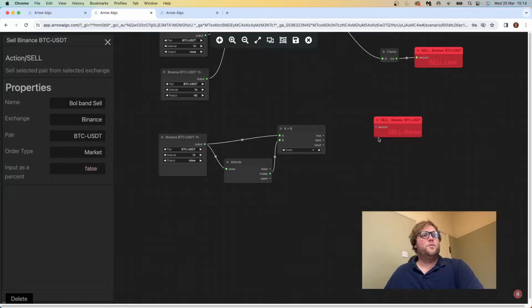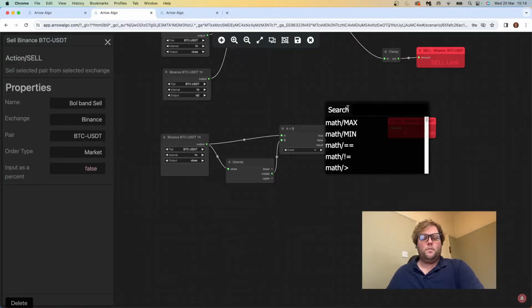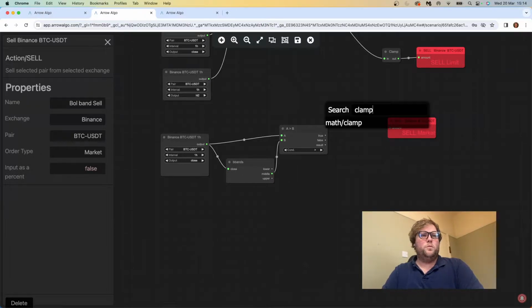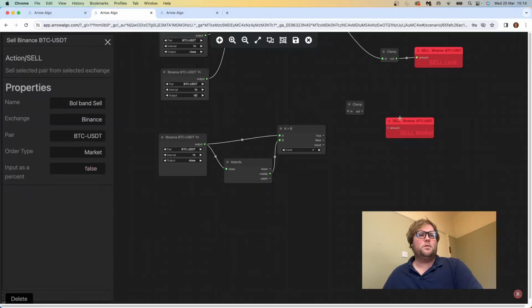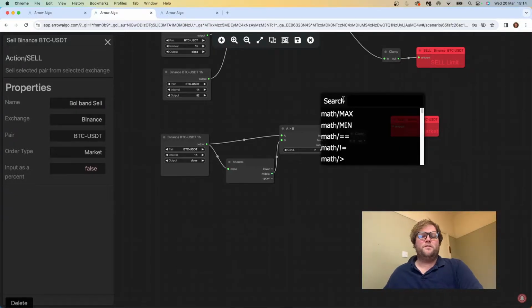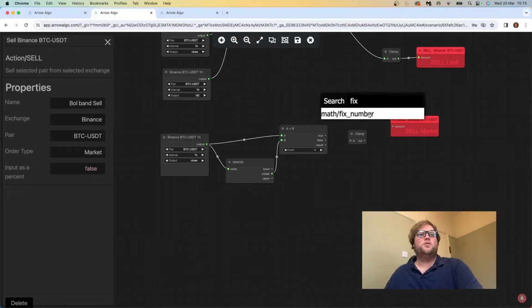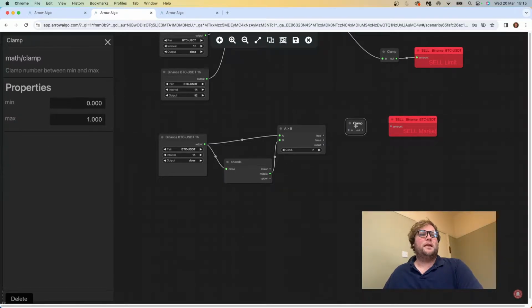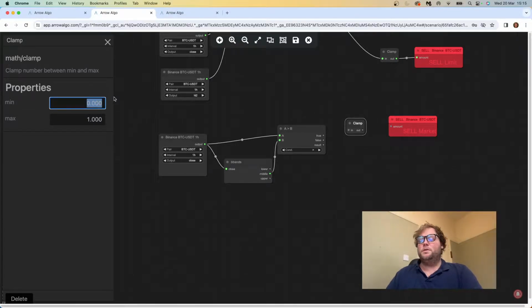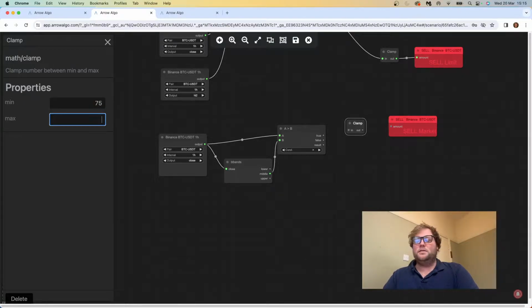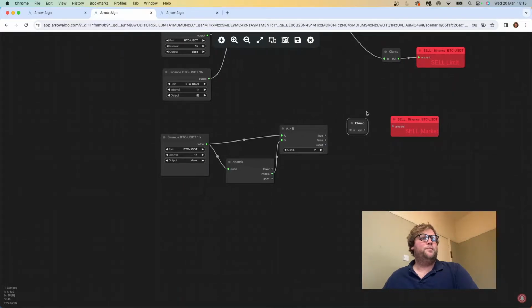Input is a percentage, so we will need to feed a value into here, which I tend to do with a clamp block. With a clamp block, there's a couple of ways that you can feed values in. Either you can choose a fixed number, or you can choose a range of numbers. This would usually be what you use to set a range of numbers. However, in this, for example, I might just want to set 75. So if this condition is met, then we're going to feed 75 into the sell block.